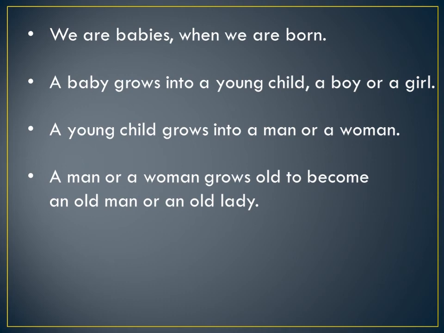Okay, let's see the next line. A baby grows into a young child, a boy or a girl. All right. When a baby is born, it is very tiny, it is very small in size. But slowly, after some days, after some months, after some years, the baby grows into either a boy or a girl, just like you children. Now you were very small when you were born. Now you are in class 2. Now you are a boy or a girl and you have become a young child.